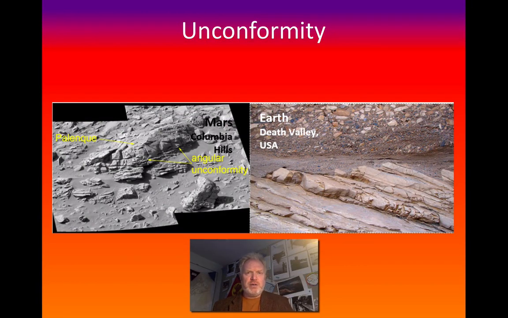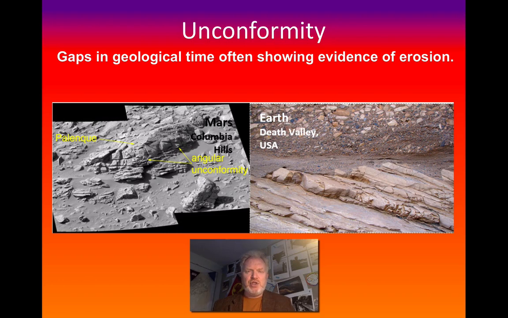Our final structure is an unconformity. Now, these are important ideas in geology. We've talked about unconformities already when we were looking at James Hutton's work at Siccar Point. So an unconformity is a gap in geological time, often with evidence of erosion. We've got two images here, one from the Columbia Hills in Mars, another image from Curiosity, and a photograph from Death Valley in the USA.